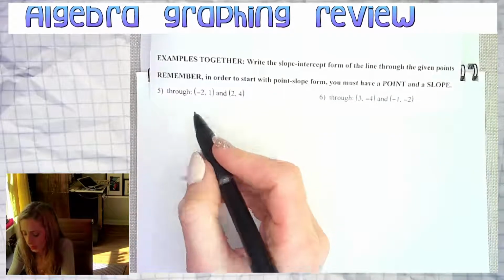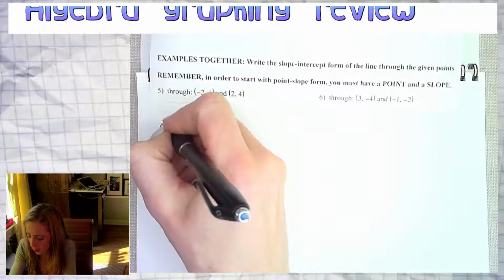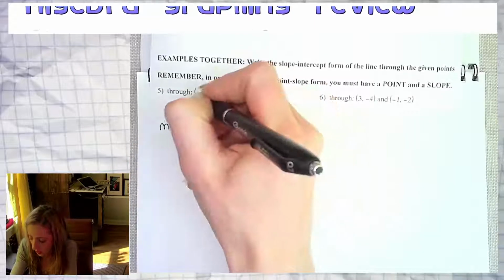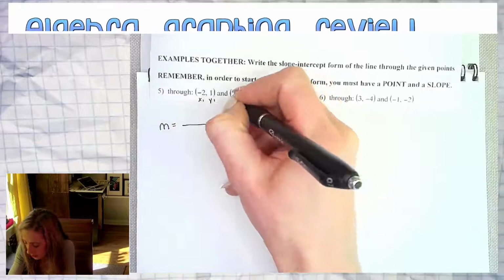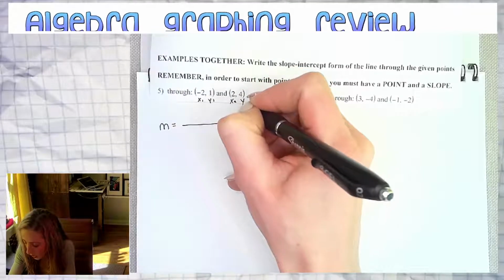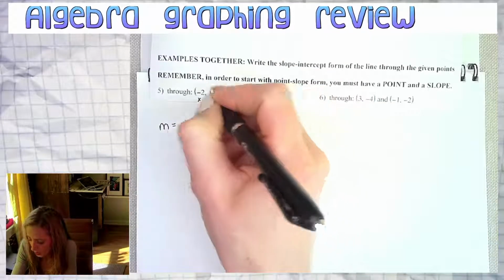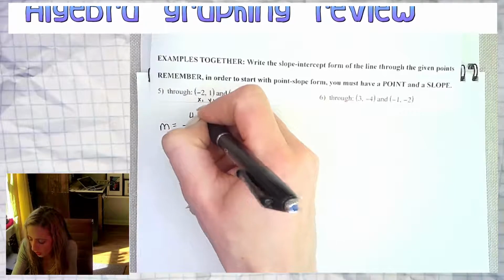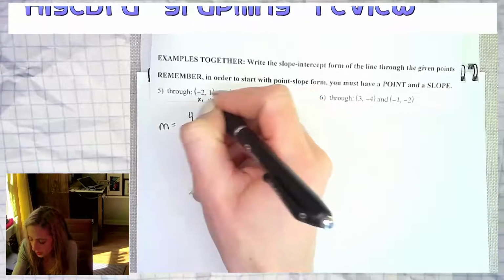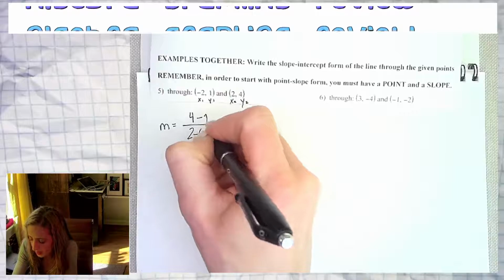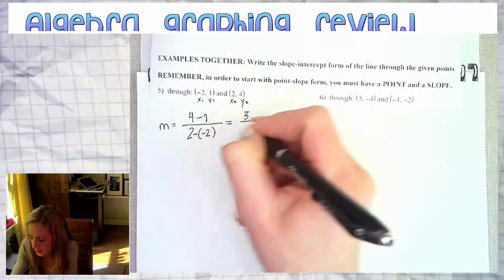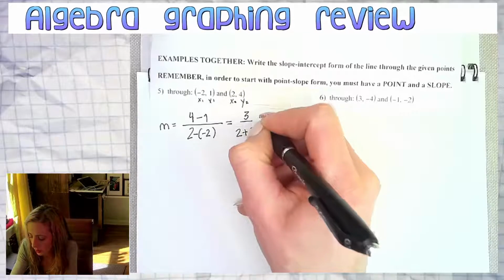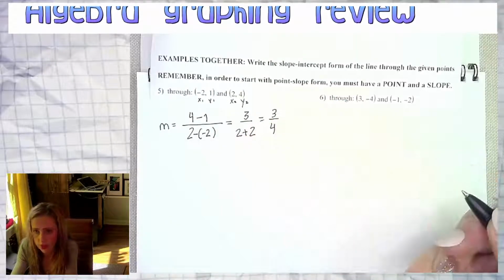All right, here we go. We have 2 points. Step 1, find the slope. I'm going to label x1, y1, x2, y2. y2 minus y1: 4 minus 1. x2 minus x1: 2 minus negative 2. 4 take away 1 is 3. 2 minus negative is 2 plus 2. Slope is 3/4.